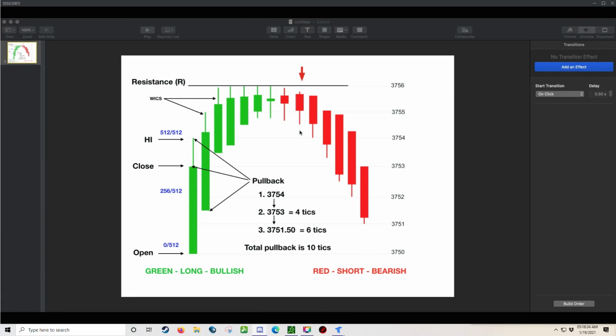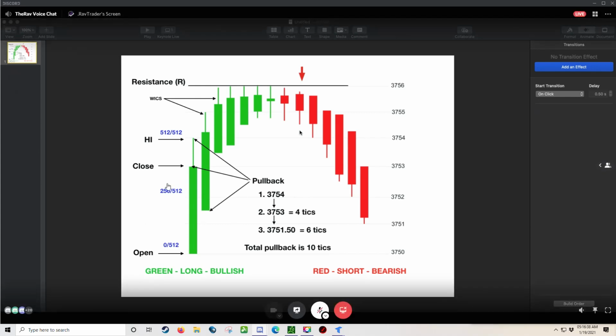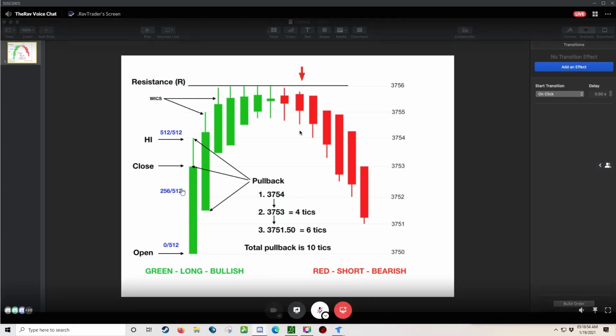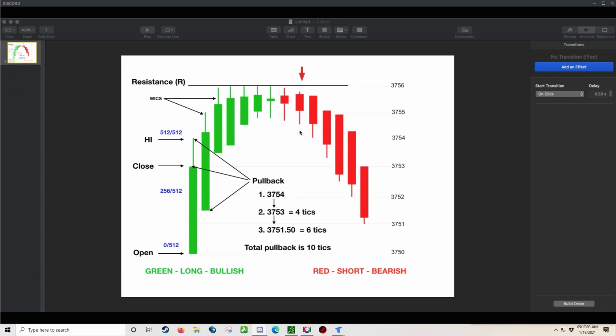But you don't want to get into a trade anywhere between 256 to 512 where the candle closes, because if you look at it, it's too late because of the pullbacks. You don't want to get into a trade anywhere in this range, from the 256 to the 512. And the reason why is now we got the pullback.